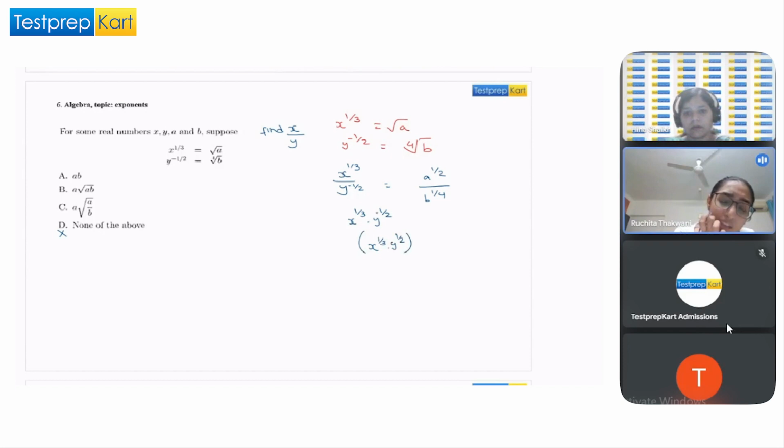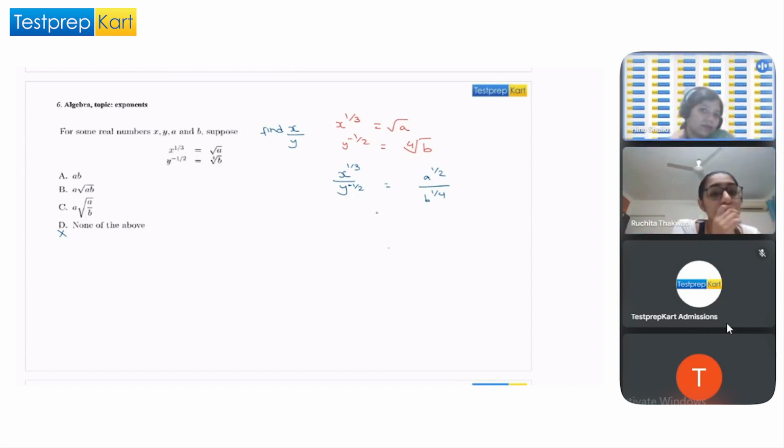Why are we multiplying x and y? Because this one is given in negative. It will create more confusion, so better we make it positive. We can't flip them. Y by x, that is also okay. Later on we can make it, but at the same time this will come in negative now. If you flip it, this will become y raised to half and this will become x raised to 1 by 3.